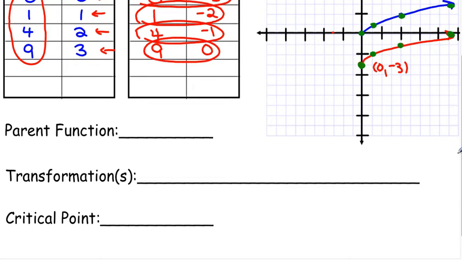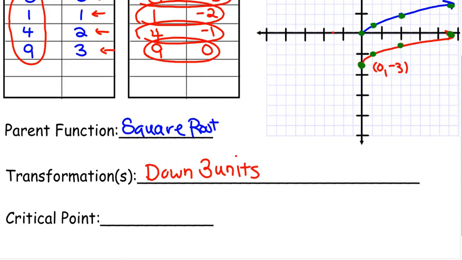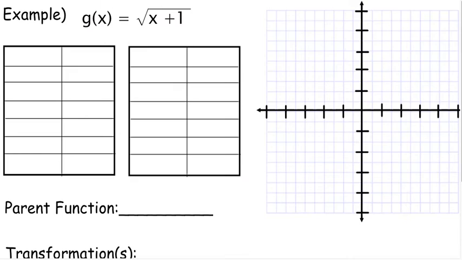Let's just identify a few quick things here. Our parent function was the square root of x, our transformation was down 3 units. You can also say vertical translation down 3 units. And then this is our critical point. In our parent, it's 0, 0. In our new function now, it's 0, negative 3. All right, let's do one more example.